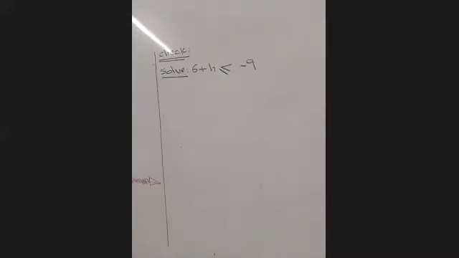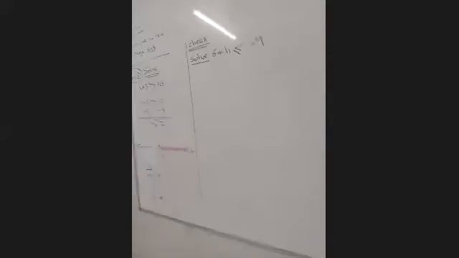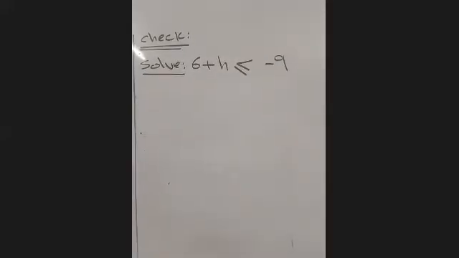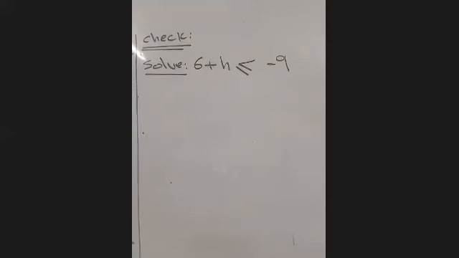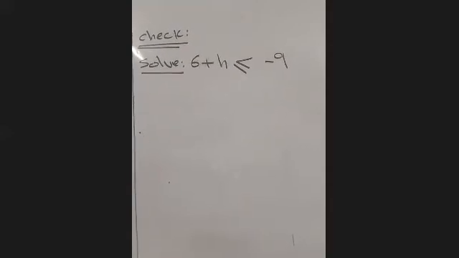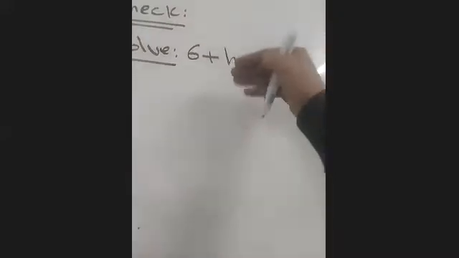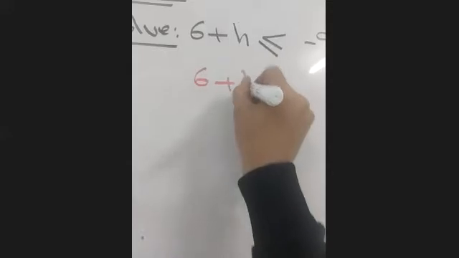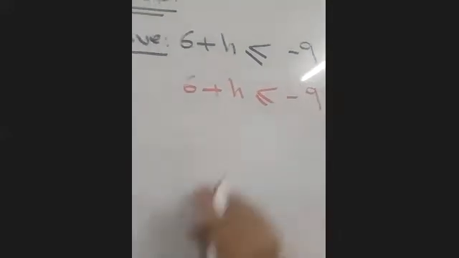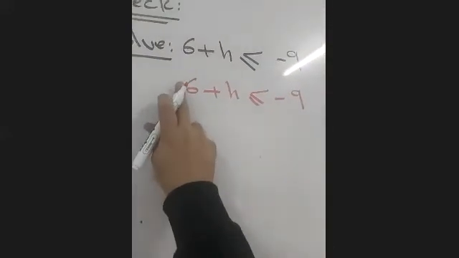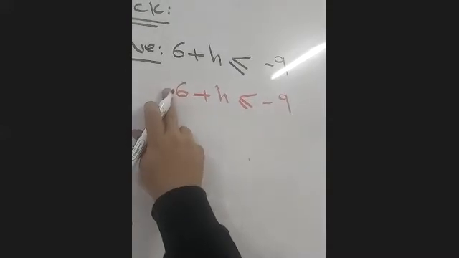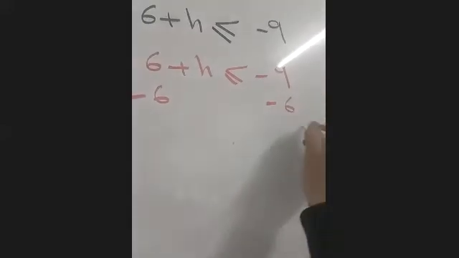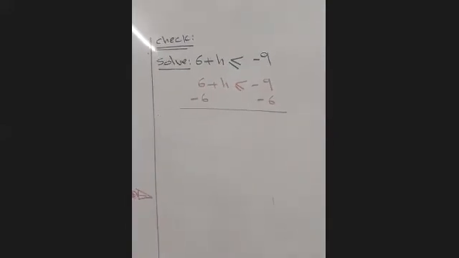Tell me how we'll solve this inequality. What's the first step? We subtract both by 6. Excellent. First step, we rewrite the inequality: 6 plus h less than or equal negative 9. Now the connected number is 6 and the 6 is positive, right? So we subtract 6 from both sides. Minus 6 here and minus 6 here. Do you understand?